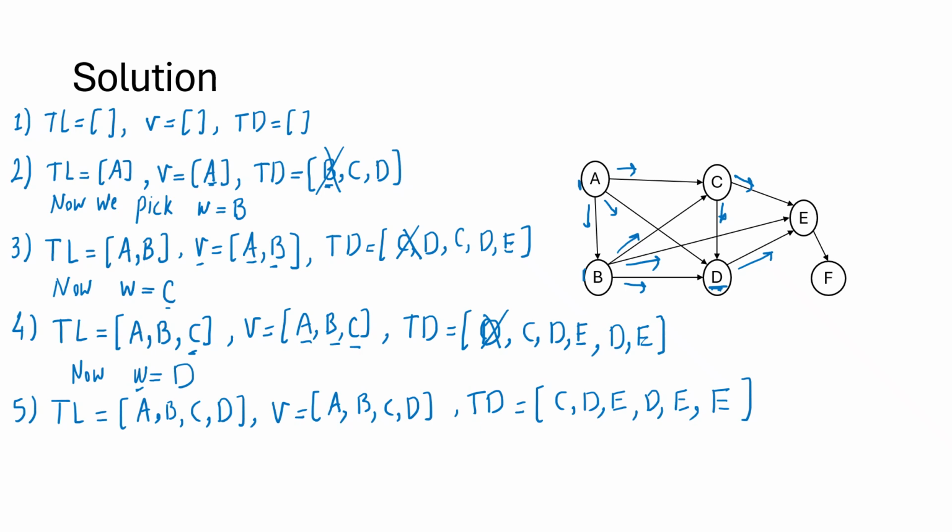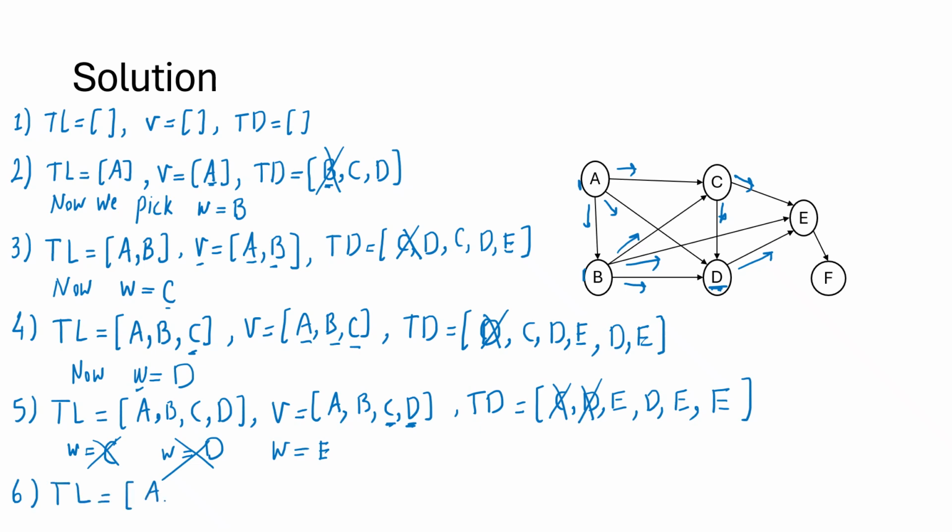So what's next? We need to pick W. I set W to be the first element in the to-do list, which is C. But that's not acceptable because C has been visited before, so I continue to the second iteration in the do while loop. So now I set W to be D. But D is also visited, so this is not acceptable either. So I set W to be the next one, E. And E has not been visited before, so that's acceptable. So in the next step, I go to E.